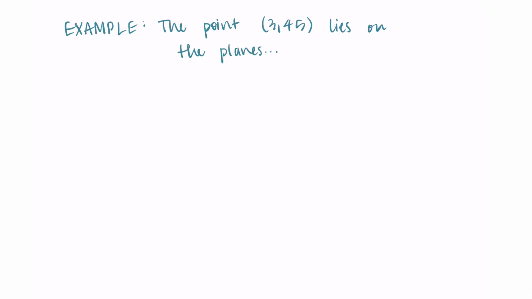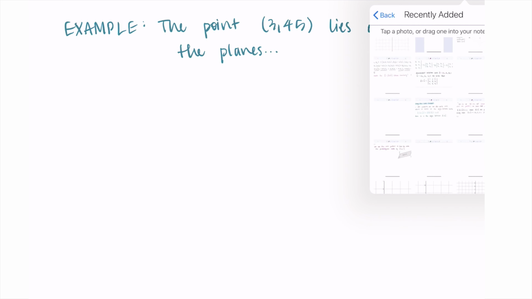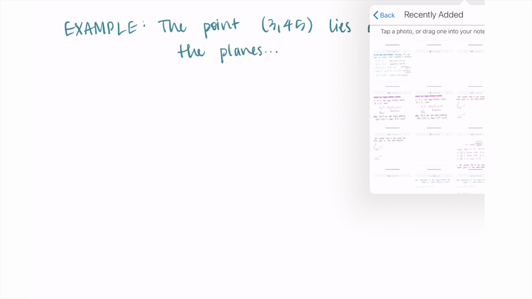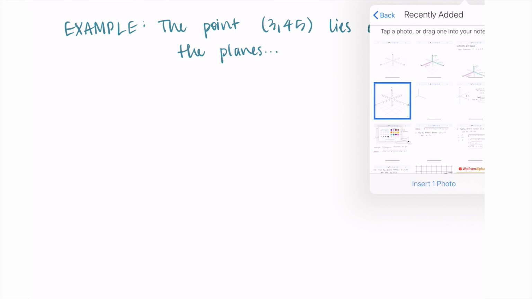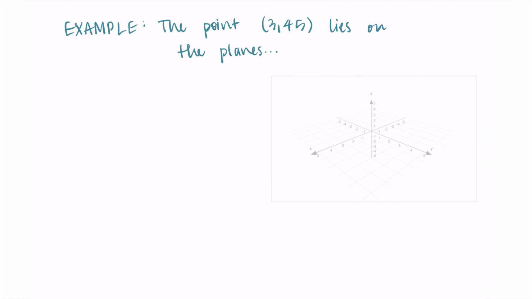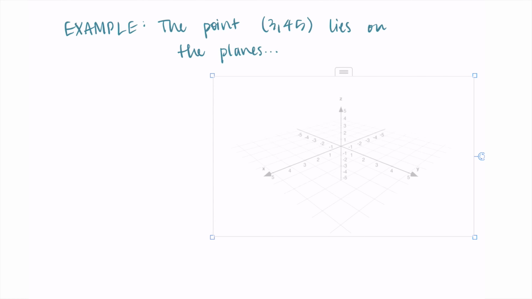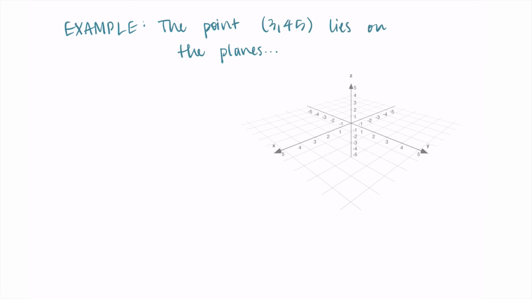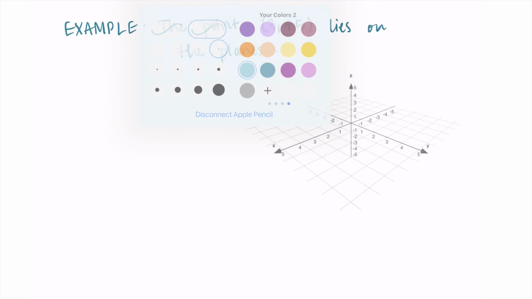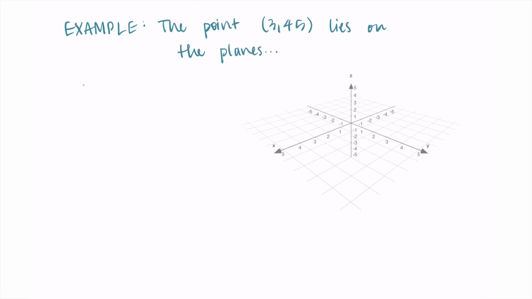So really quickly, I'm going to insert a little image here so that I have some axes to work with. Okay. And so our point is (3, 4, 5). I could try to graph it, but I'm just going to go one component at a time. So first we could take the plane x equals 3. This would be the plane that has all of the x values equal to 3.